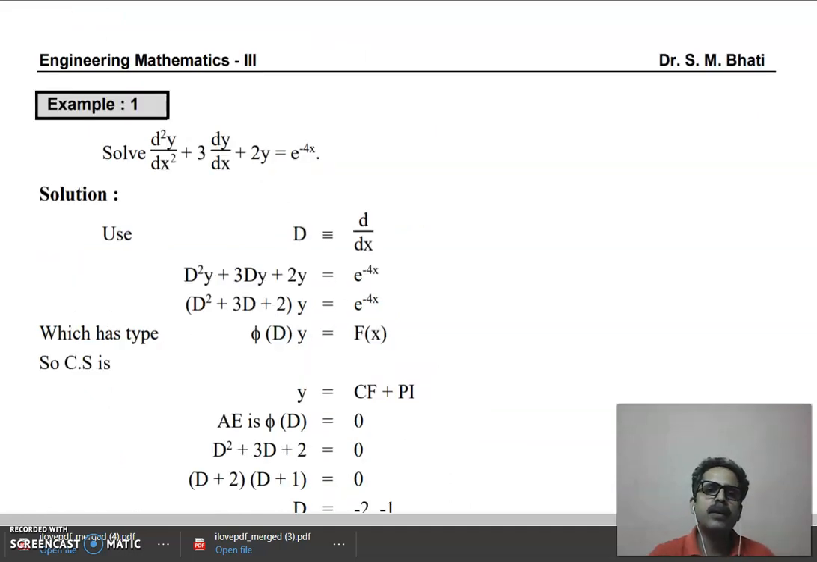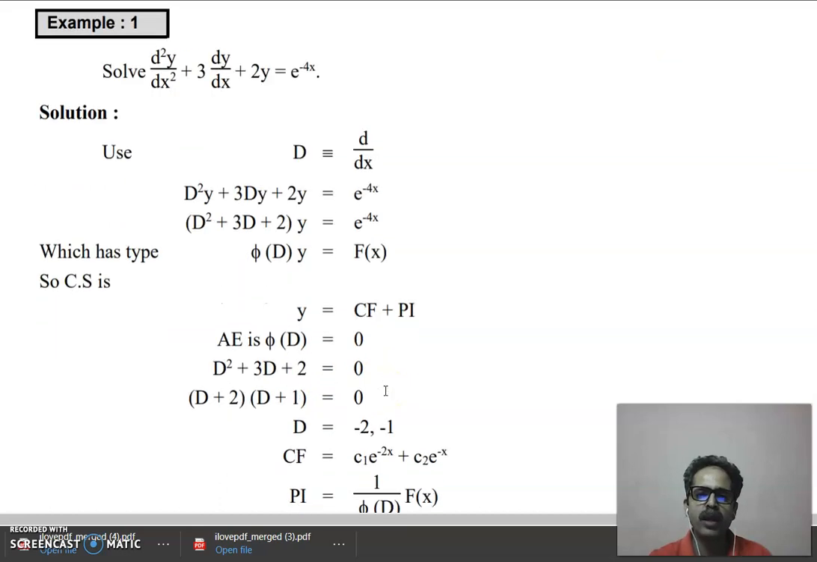Let's see the first example. We have to solve this differential equation. This is a linear differential equation with constant coefficients. Using the operator d, we write the same equation as this. We take y common. This differential equation has the form phi(d)y equal to f(x), and by definition the complete solution, that is CS, becomes y equal to CF plus PI. So we have to find CF, then find PI and put them in this equation to get the complete solution.